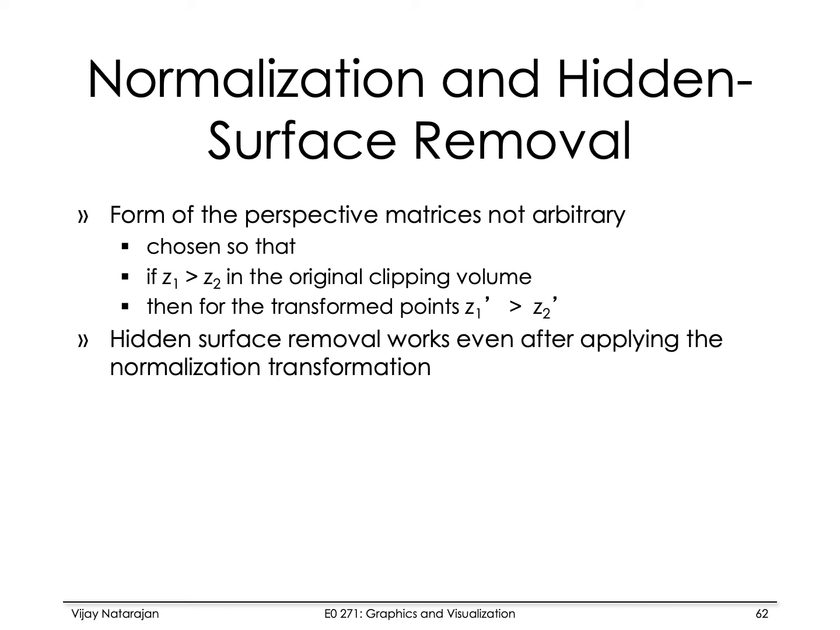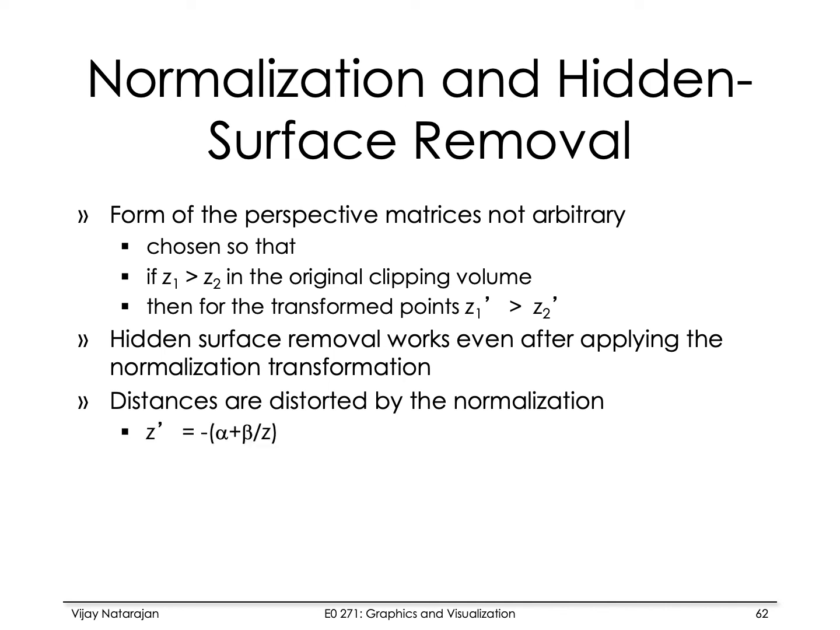But of course, Z primes are distorted. The normalization transformation does distort the distances, and this is not a linear transformation for the distances. It distorts it like this: Z prime is alpha plus beta over Z, the negative value.